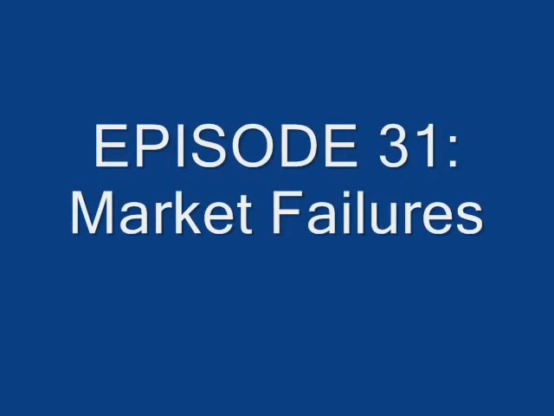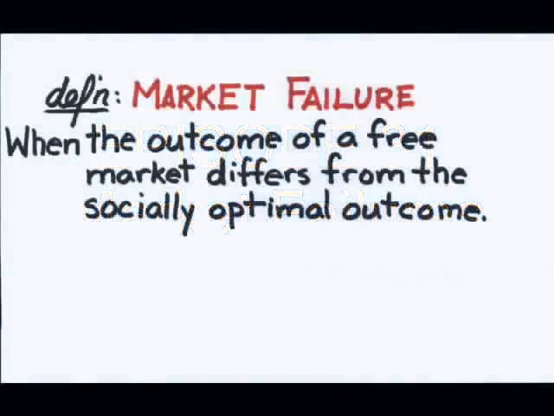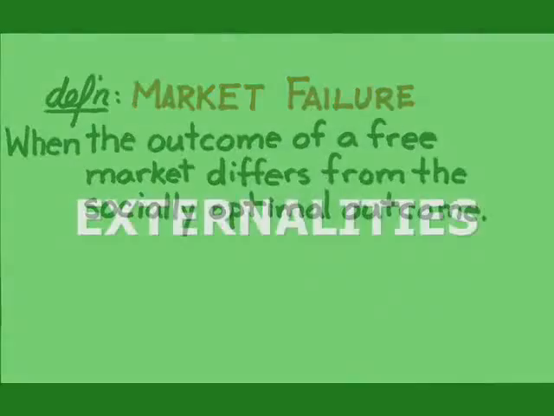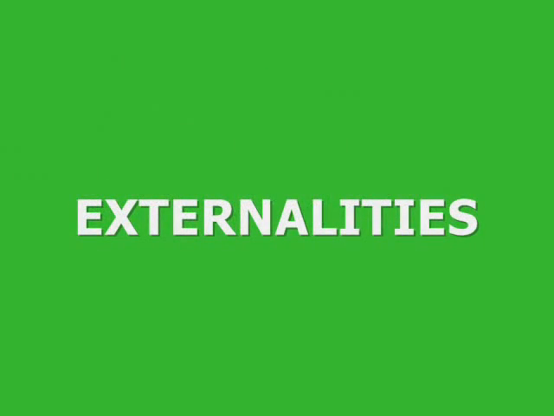What is a market failure? When the outcome of the free, unhindered market differs from the socially optimal outcome, then the market has failed. Okay, let me give you some different types of market failures and examples of each so that you can see how the outcome in each case is not socially optimal. Let's look first at externalities.